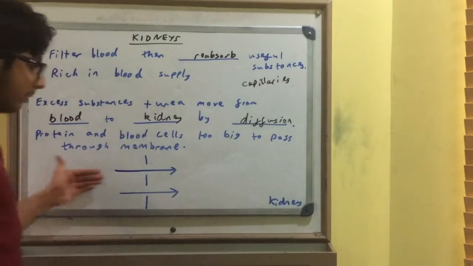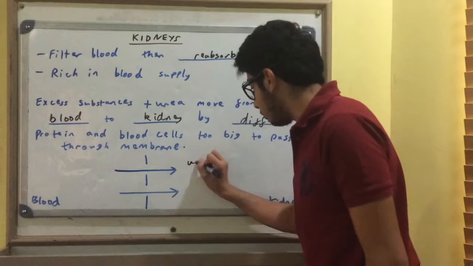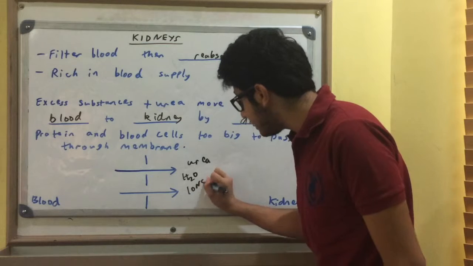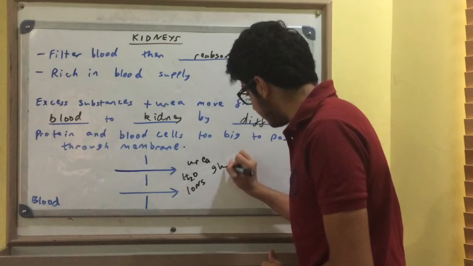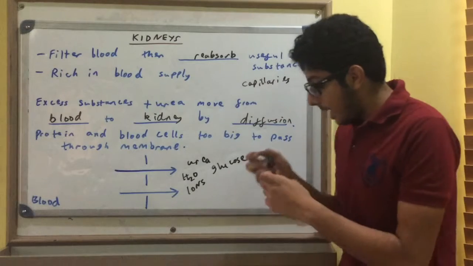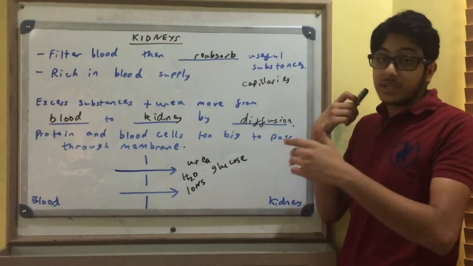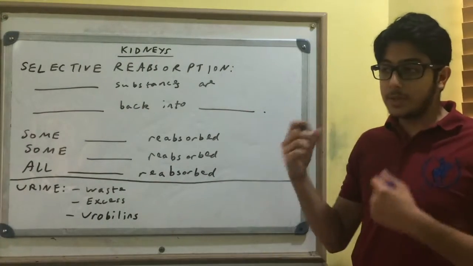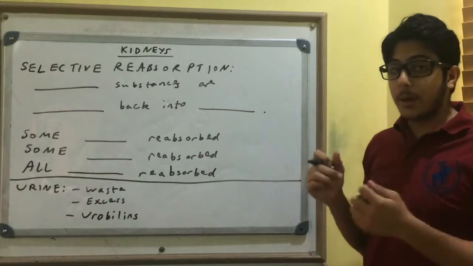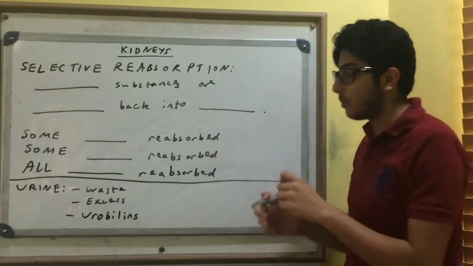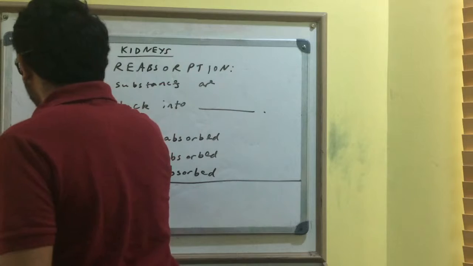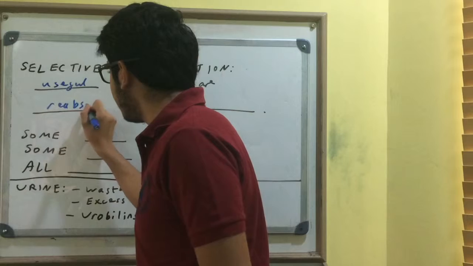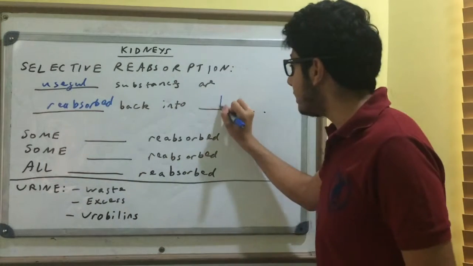So what does pass through from the blood to the kidney is urea, water, some ions, and glucose. And then the kidney reabsorbs the useful substances, which we'll look at now. Okay, so the useful substances are absorbed back into the blood by a process called selective reabsorption. So as I said, the useful substances are reabsorbed from the kidney back into the blood.